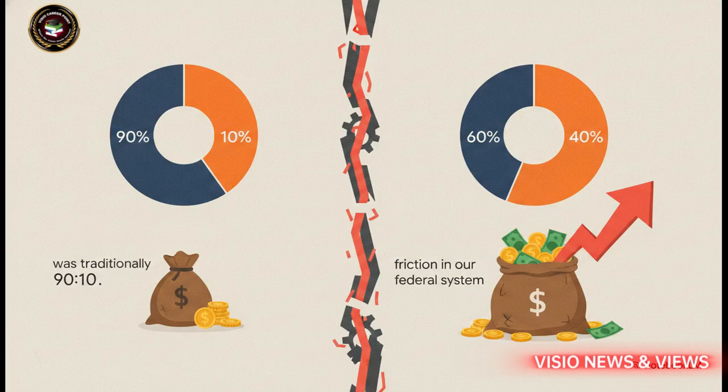But here is where the story gets deeply complex, and it brilliantly illustrates the friction in our federal system. While the normative allocation pattern was traditionally around 90-10 between the center and states, the current reality of this new mandate shifts the burden closer to 60-40 for expenditures beyond the center's allocation. Estimates suggest this single policy shift could create a near six-fold increase in state expenditure, ballooning from roughly 7,700 crore rupees all the way up to an estimated 51,000 crore rupees.